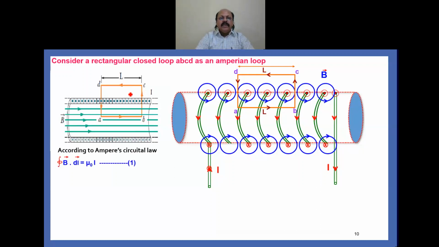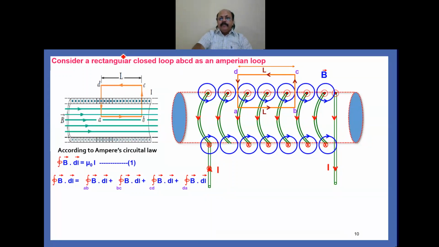That is, closed integral of B vector dot dl vector equals mu naught I. That is equation 1. First we calculate the closed integral of B vector dot dl, so we rewrite it like this: for AB, integral B vector dot dl, plus BC, integral B vector dot dl, plus CD, integral B vector dot dl, plus DA, integral B dot dl.